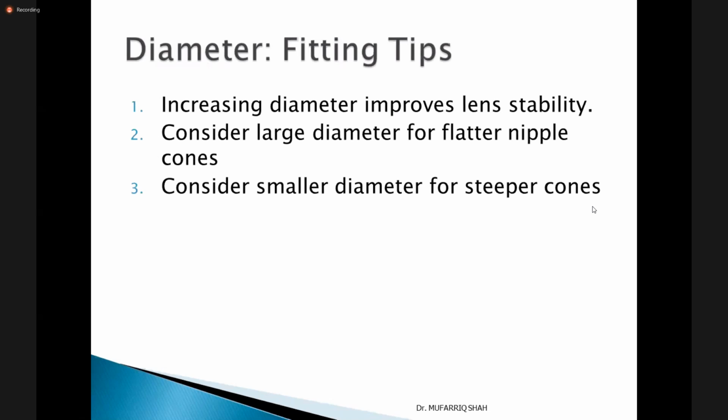For diameter fitting, increasing diameter improves lens stability. If lens stability is not good, then you need to increase the diameter. Consider large diameter for flatter nipple cones, and consider small diameter for steeper cones.